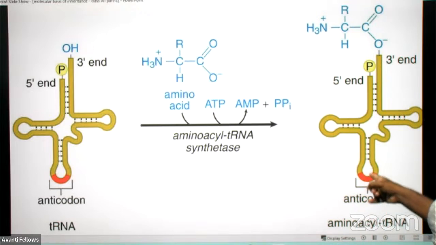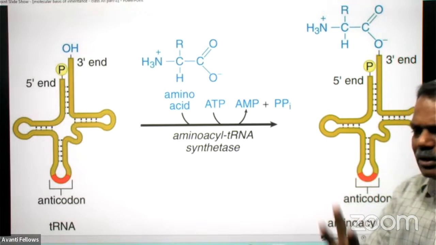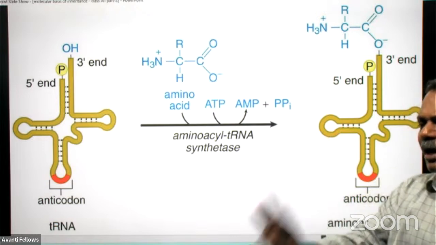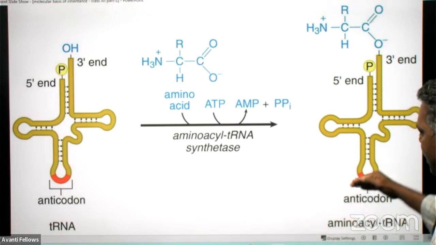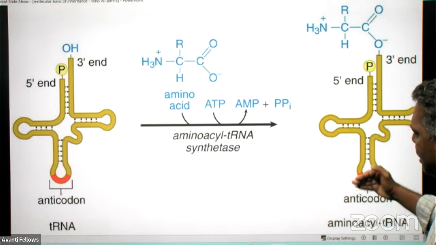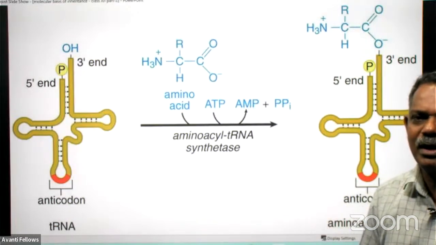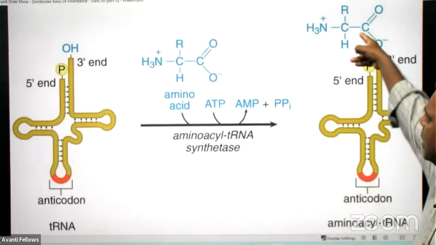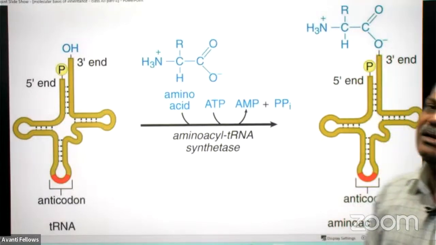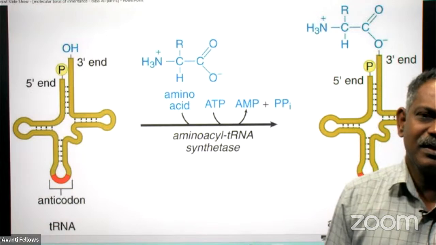And this is the anticodon. Anticodon means three nitrogenous bases will be there, and these nitrogenous bases are complementary to the triplet codon given in the mRNA. And that only decides what type of amino acid should bind there at the 3' end.